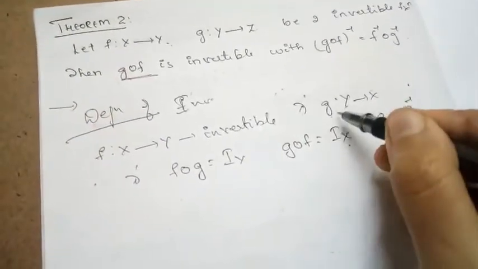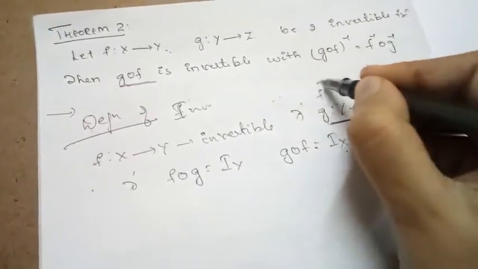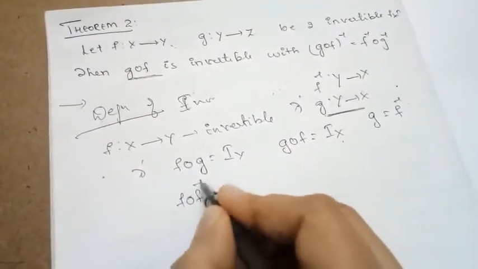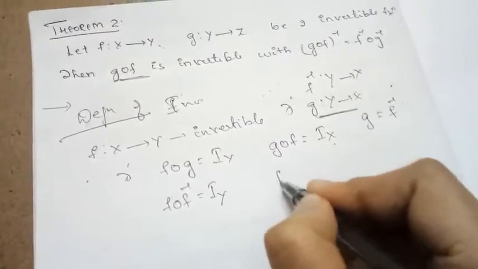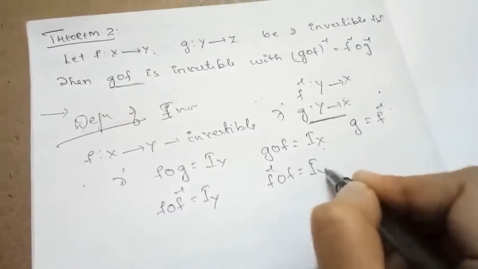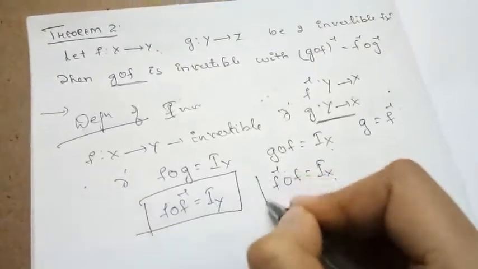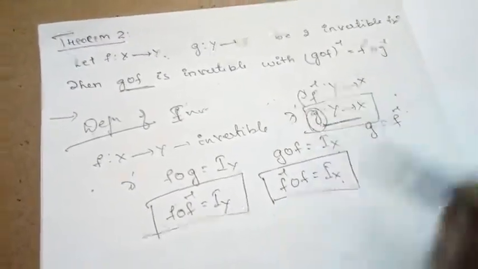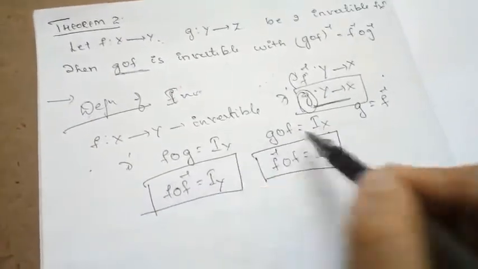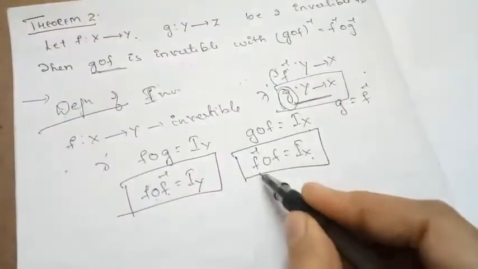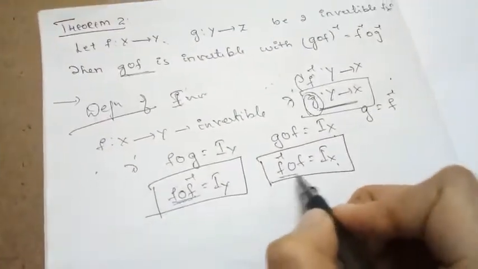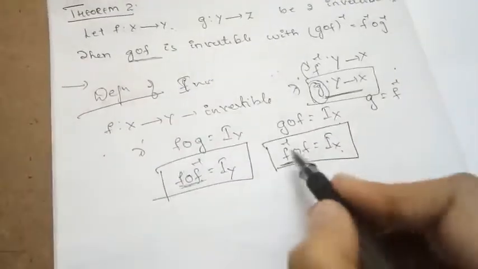So clearly now I am representing this g function as f inverse from Y to X. Then these equations become f of f inverse is equal to I_Y and f inverse of f is equal to I_X, where I expressed g in terms of f inverse. Both are different. f of f inverse is different from f inverse of f. Okay, so remember this one.